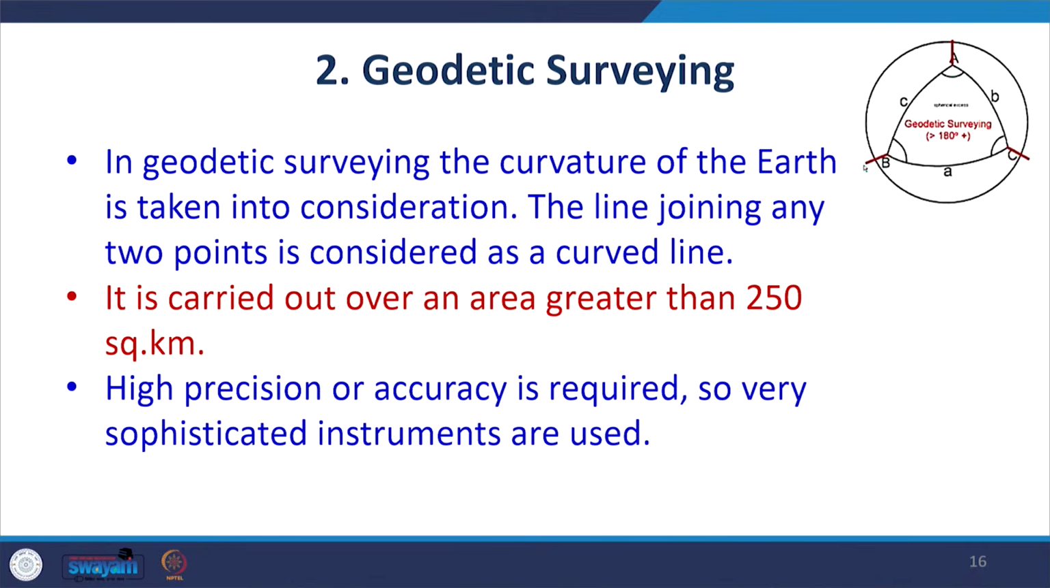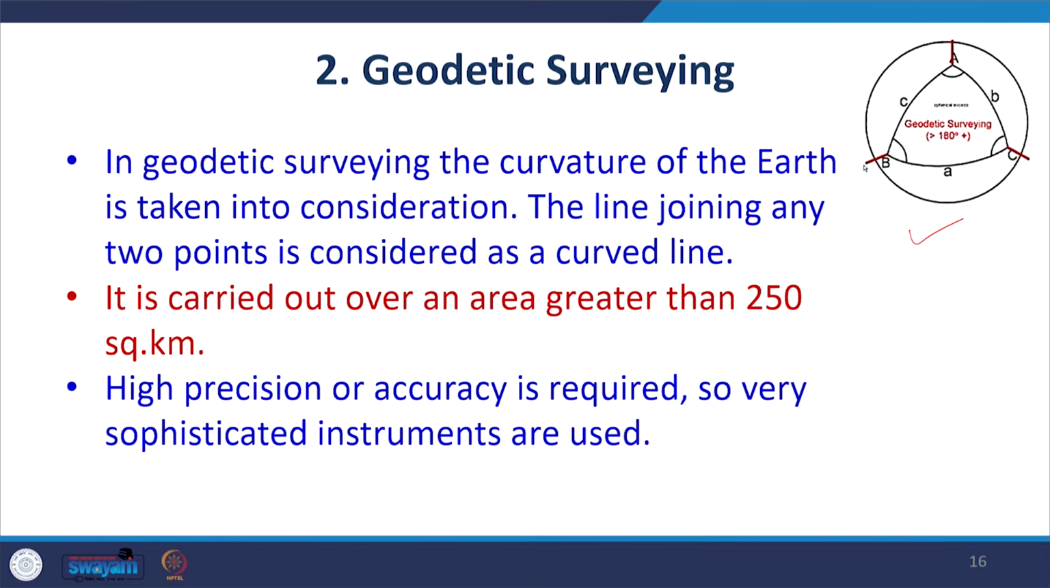So normally for topographical mapping, for engineering mapping, we go for plane surveying most of the time. But geodetic surveying is also popular. When our area becomes large, then we have to take the curved surface of the earth into account, because the line joining any 2 points is considered as a curved line, as is shown in the figure on the top. Again, 3 points have been joined, but these are not joined by straight lines, because the curvature of the earth has been taken into account here. The area covered is much larger.